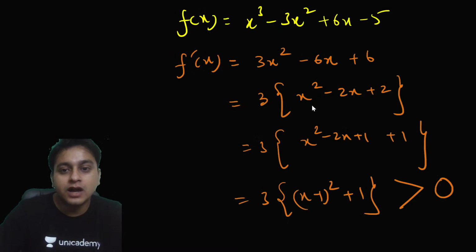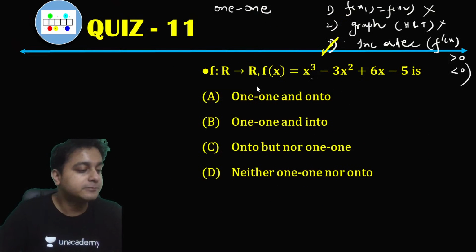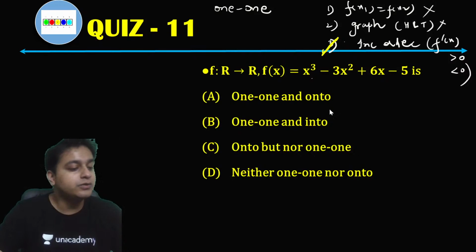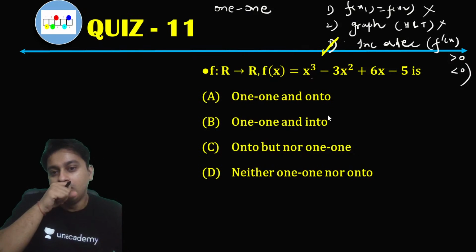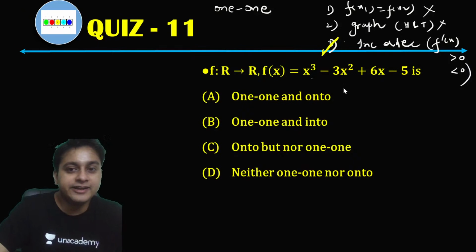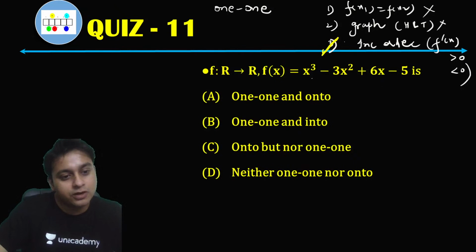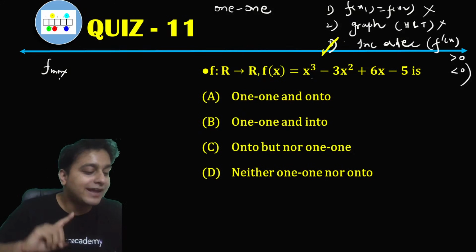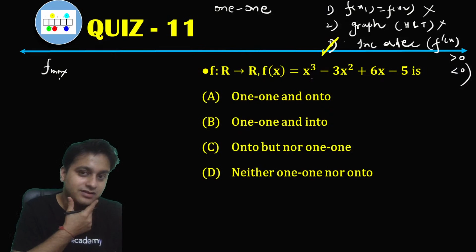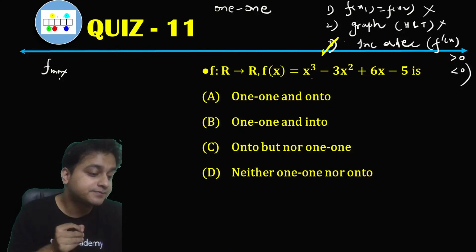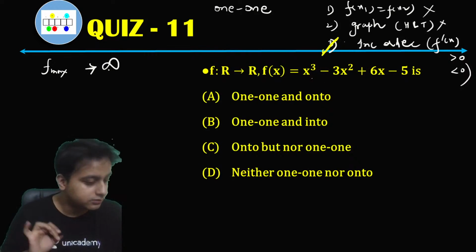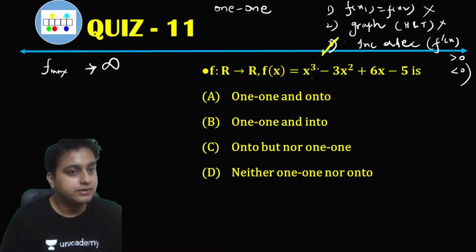Tell me, how can we prove whether it is onto or not on the real number set? Anyone, any idea? How can we prove it onto? Okay, so guys, see here, try to understand. What do you think is f max, the maximum value of the function? Maximum will be at x equals infinity. Obviously, that will tend to infinity. No doubt, right? It's a cubic function.